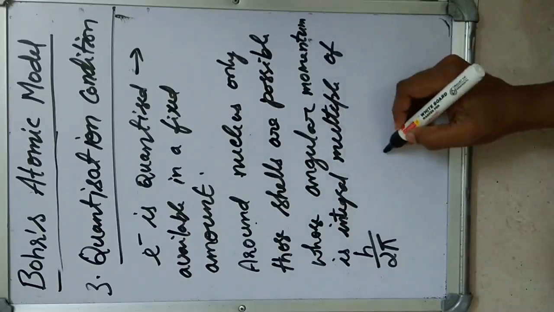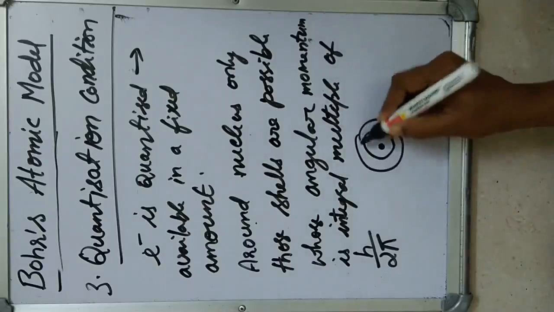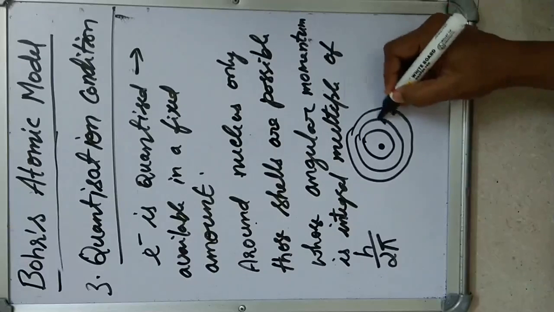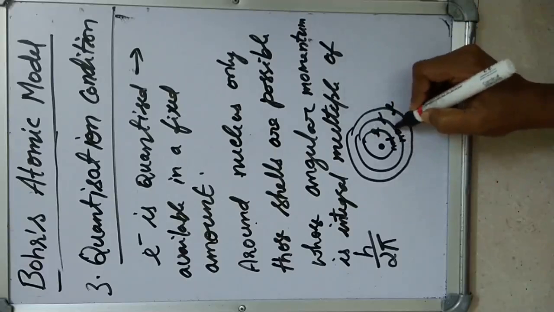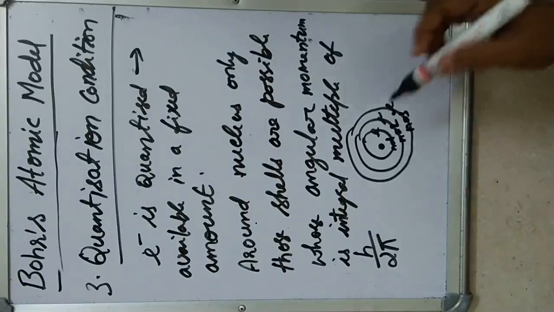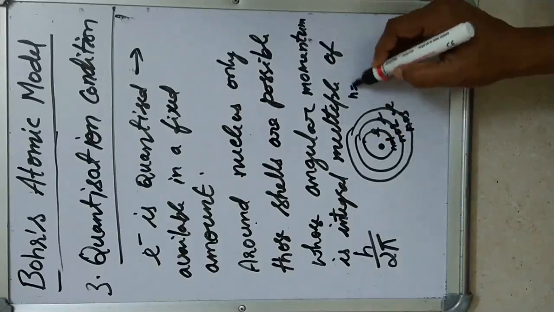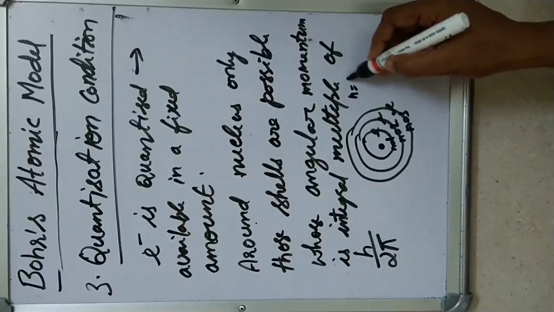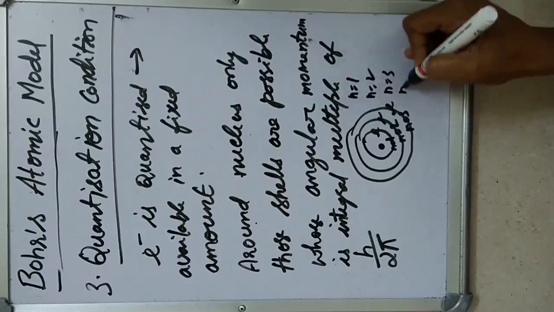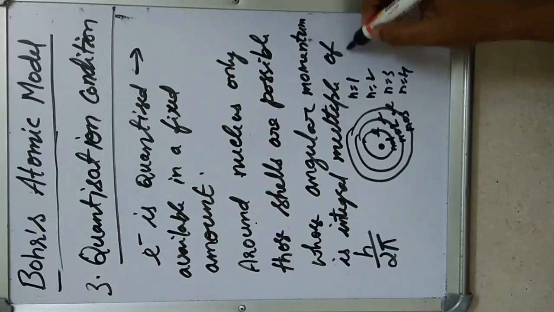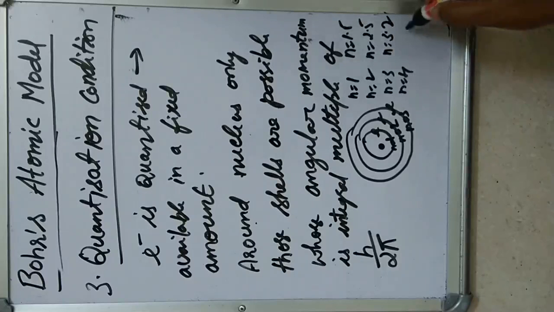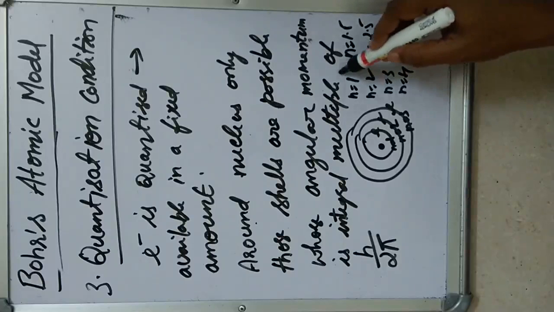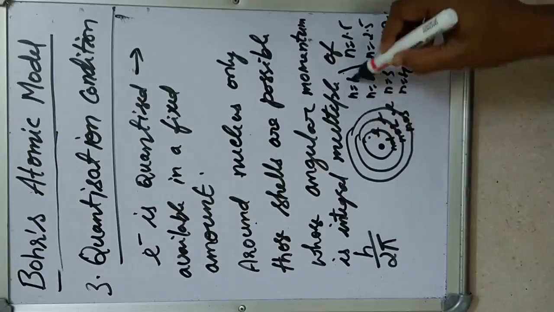Now, around the nucleus, electrons are revolving. Here I am saying that this is n is equal to 1, this is n is equal to 2, this is n is equal to 3. That means for the shells we always consider a whole number: n is equal to 1, 2, 3, 4, like that it will go. We cannot say n is 1.5 or 2.5 or 3.2. This is not there. So the shell's number, the n value, is always considered a whole number.